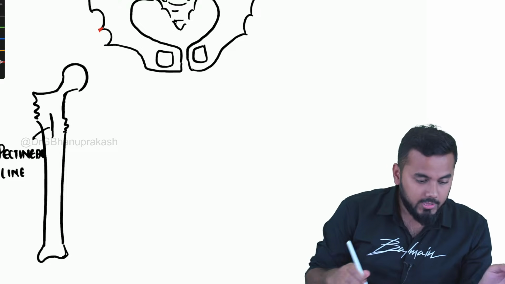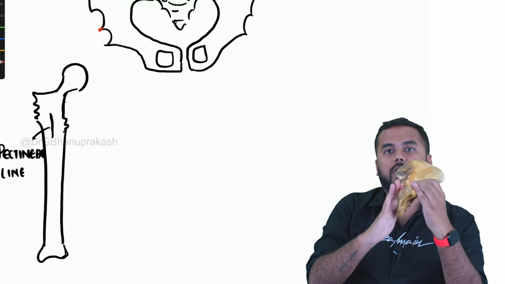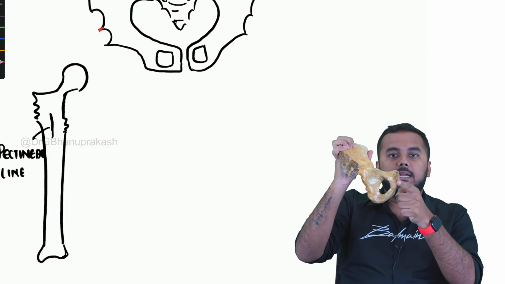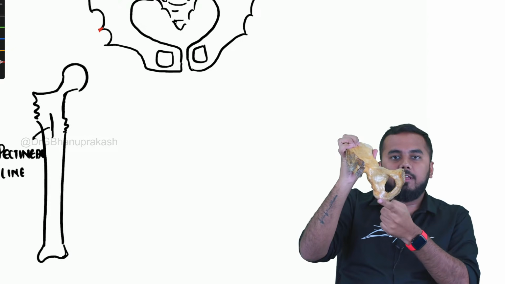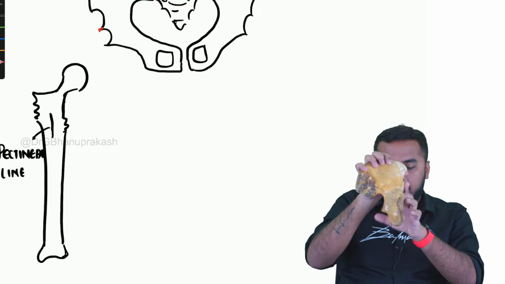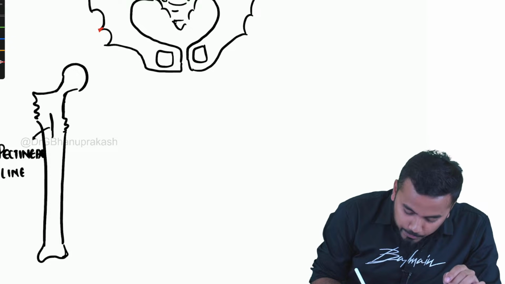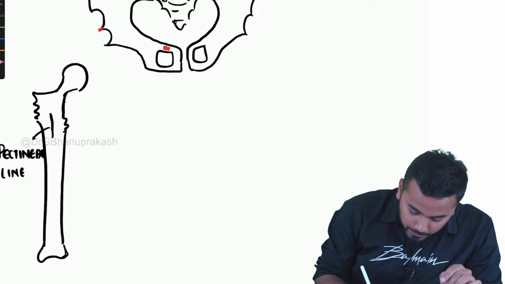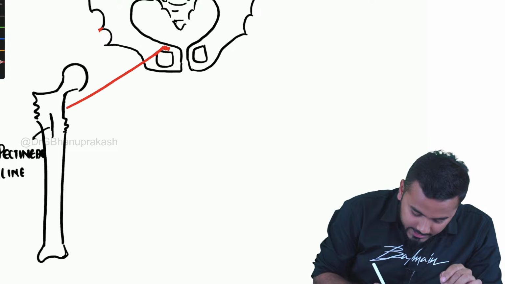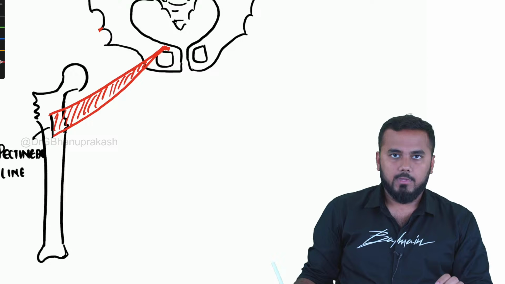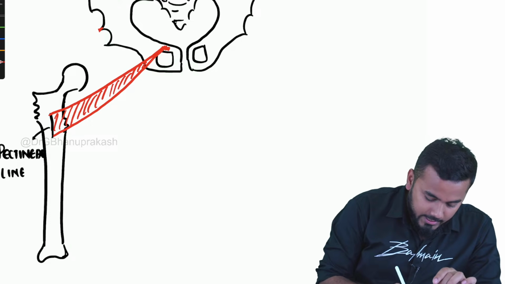Okay, now look here. This is the pubic bone, right? Within this bone, this is called the superior rami, this is called the middle rami, and this is called the inferior rami. Now look here. From the superior rami, you have got a muscle that is getting attached to the pectineal line. This muscle is called the pectineus muscle.